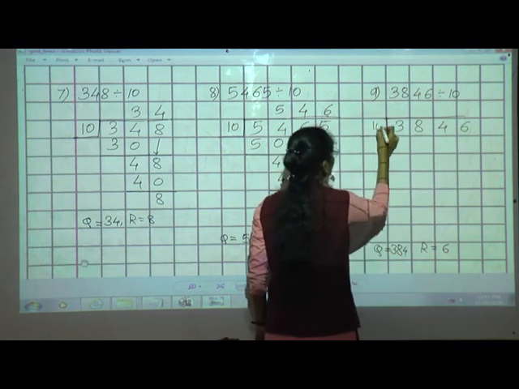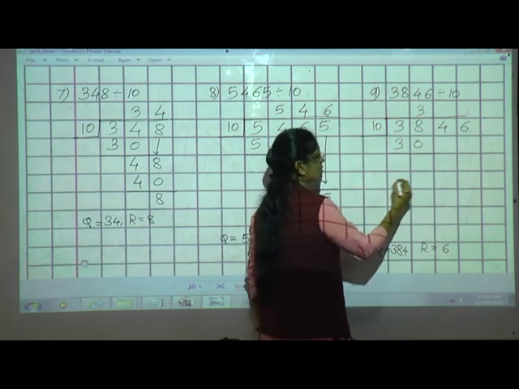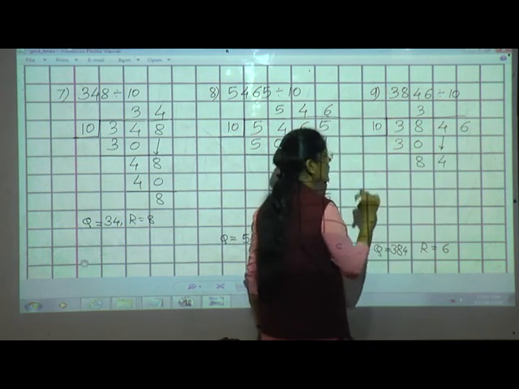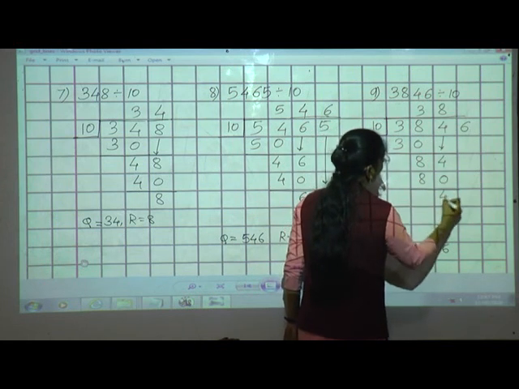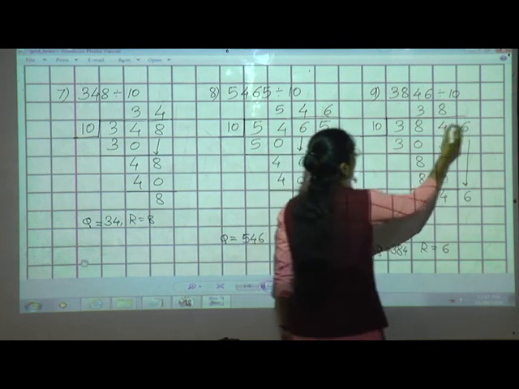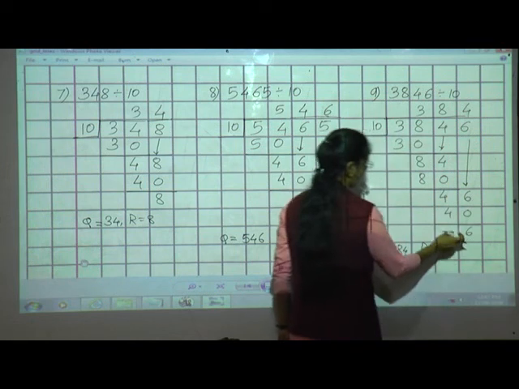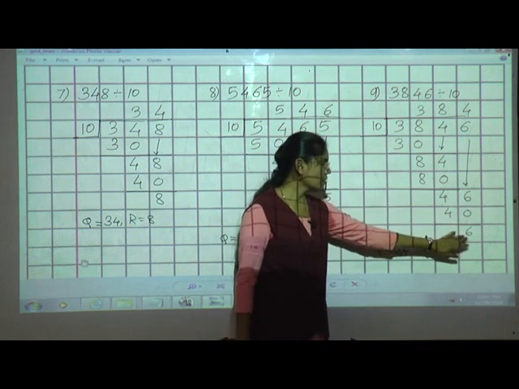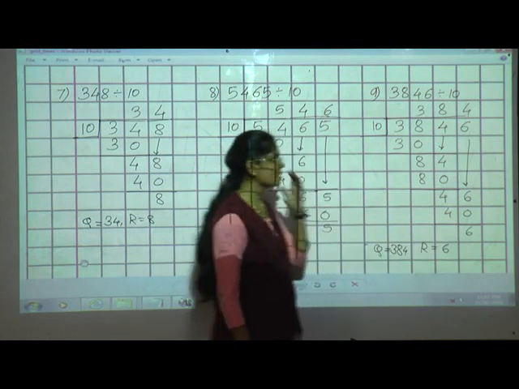3846 by 10. Okay, 10 3s are 30. Now 38 minus 30. Then this 4 will come down. Now here we have 84. 10 8s are 80. 84 minus 80. Then this 6 will come down. 46 we have now. Okay, so 10 4s are 40. 46 minus 40 is 6, and 6 is smaller than 10. 6 is smaller than the divisor, so it should be the remainder. So see, the remainder we have written here already is 6, which means our answer is correct.